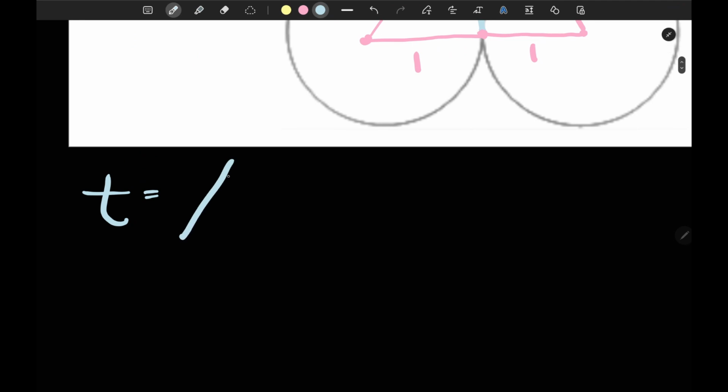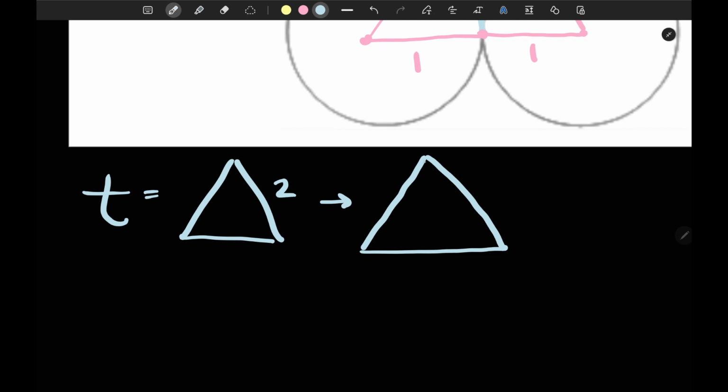T is the area of this triangle, this equilateral triangle, I might add, with side length of 2. Now imagine we took this triangle and we dropped a line from the top point down to the bottom such that it formed a right angle. Well, since this is an equilateral triangle, each of these halves of the base are going to be 1.